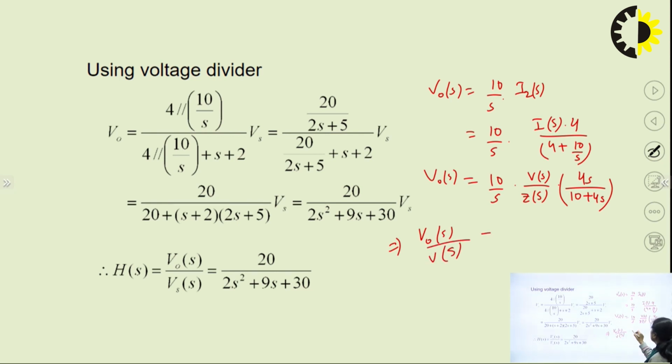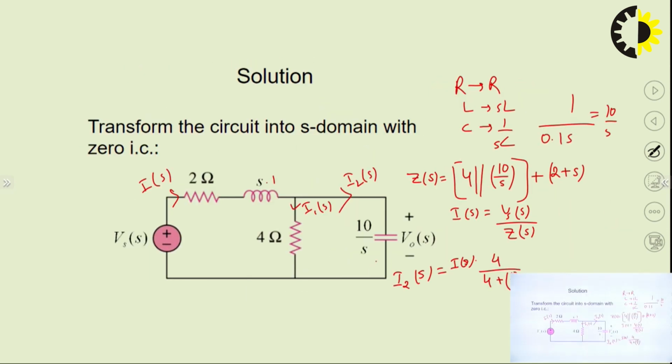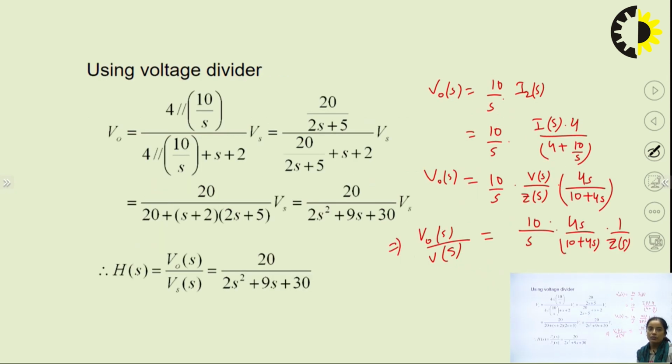So now 10 by S into 4s upon 10 plus 4s, into 1 by Zs, and now you can keep the value of Zs. So this is the simple way for calculating the transfer function in S domain as we transform the circuit from T domain to S domain. So this can be easily calculated here after keeping the value of Zs. So it is 20 divided by 2s square plus 9s plus 30.